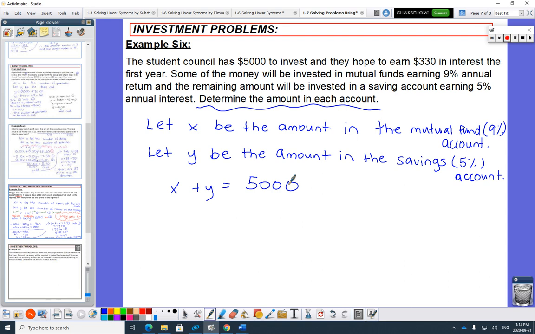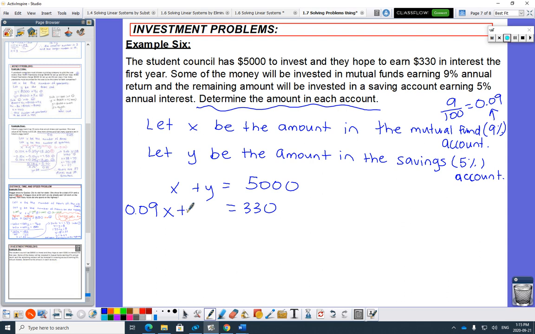And they want to earn an extra $330. So that's how much interest they want to get. So when you have a percentage, you're trying to do 9% of the money in the mutual fund, but again, we can't use 9%. So you have to use 9 divided by 100. So the mutual fund, whatever's in there, is going to earn 9% interest.